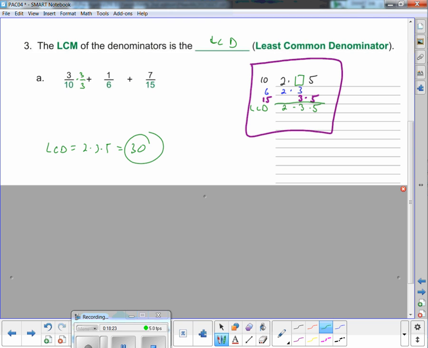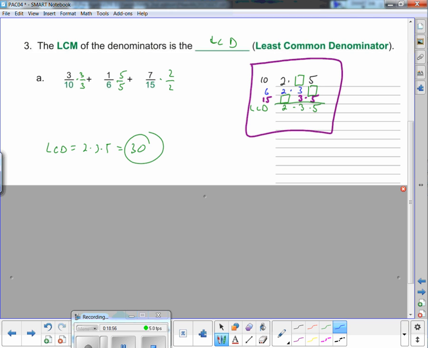If you look at the second number, the 6, back over here at the square, what is the 6 missing of the LCD? Isn't the 6 missing the 5, right? And so on the bottom of that one, I would multiply by 5. Whatever I do at the bottom, I do the same thing at the top. Now let's look at the third number, the 15. What is the 15 missing of the LCD? I'm missing the 2, so I would multiply that one by a 2 on the bottom. Whatever I do in the bottom, I do the same thing on the top.